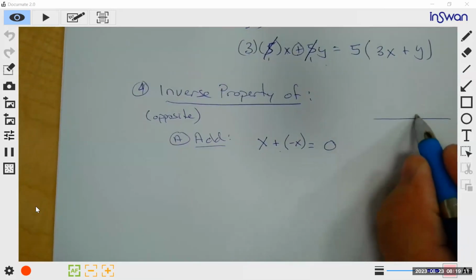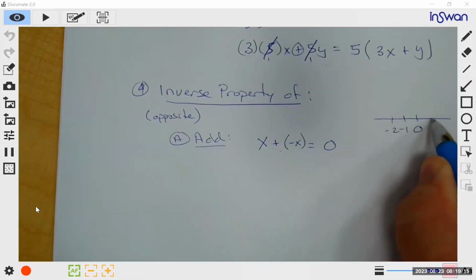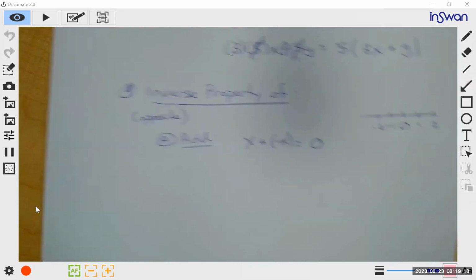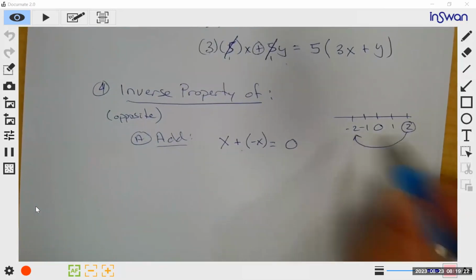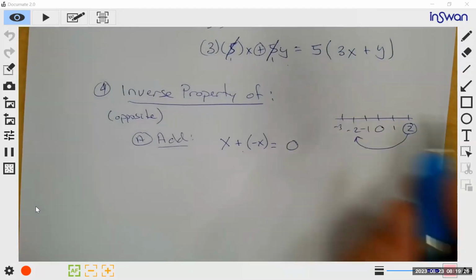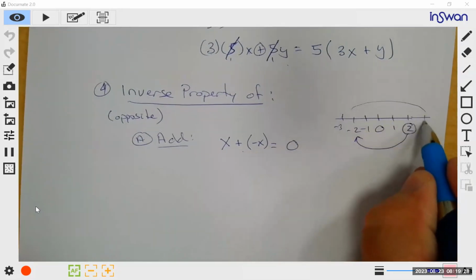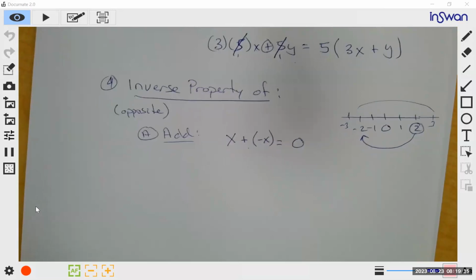Basically, if you think about this on a number line, we have negatives to the left, positives to the right. The opposite of 2 is negative 2. The opposite of negative 3 is positive 3. So just change the sign. That's an addition property.